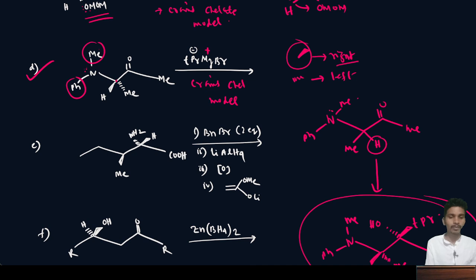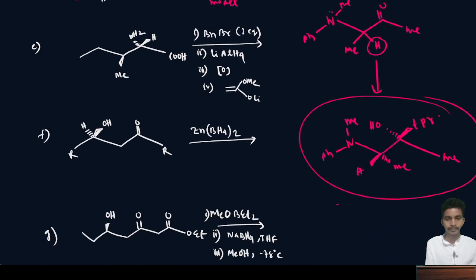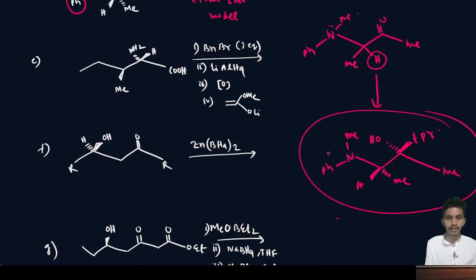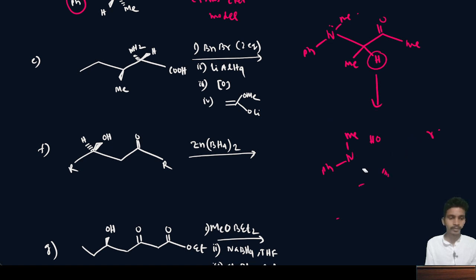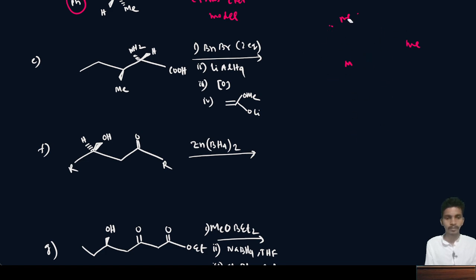Okay, so similarly we will now solve question number E. E is also a very simple question. What is there here? Here we have this group like this, here we have CO, and here we have OH. So this is the carbonyl group, then this alpha, here we have the stereochemistry.